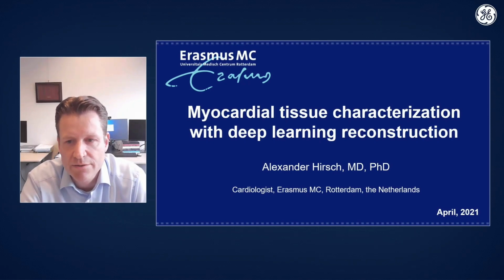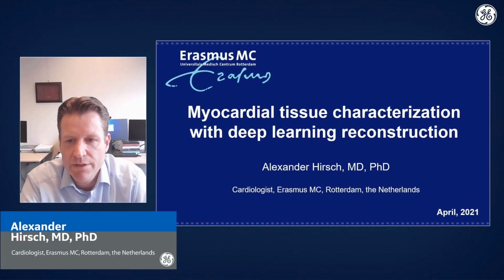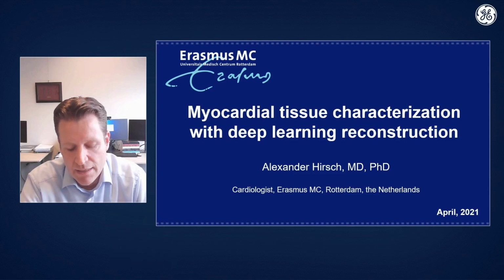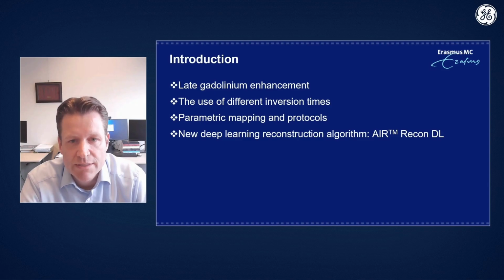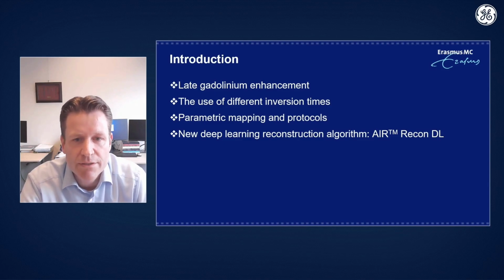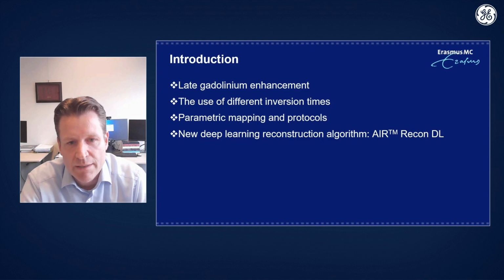My topic is myocardial tissue characterization with deep learning reconstruction. My name is Alexander Hirsch. I'm one of the cardiologists in the Erasmus Medical Center in Rotterdam, the Netherlands. And I would like to talk about a few things. One is the late gadolinium enhancement sequence, the use of different inversion times. Then I'm talking a little bit about parametric mapping and different protocols we can use. And of course, about the new deep learning reconstruction algorithm from GE Healthcare that's called AIR Recon Deep Learning. We did a study with that, and I would like to share the results of that.